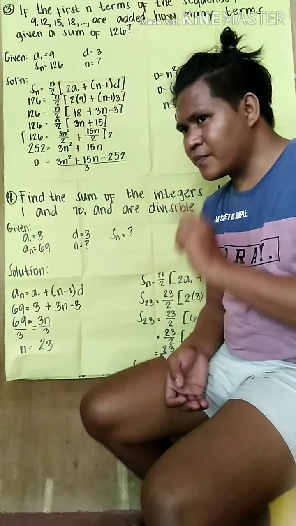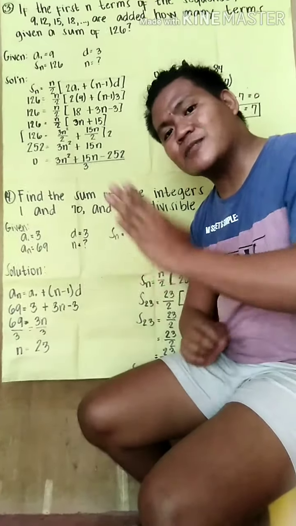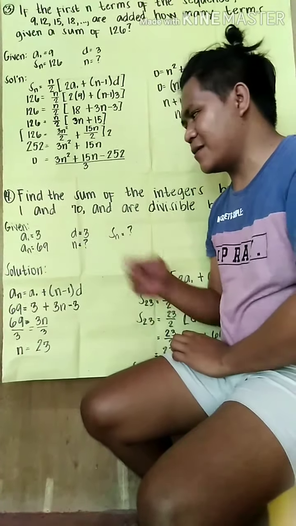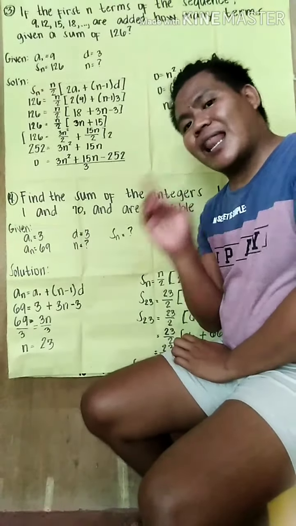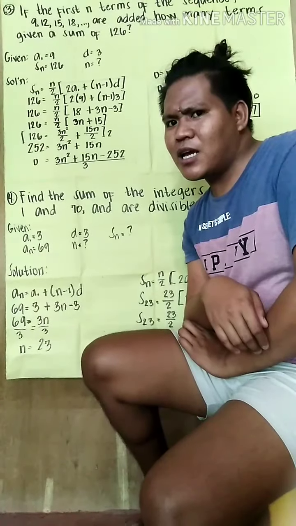So automatically, our common difference is equal to 3. 6 minus 3 is equal to 3, right? So the common difference is 3. Our a sub n, or the last term, is 69. 69 is divisible by 3, correct?